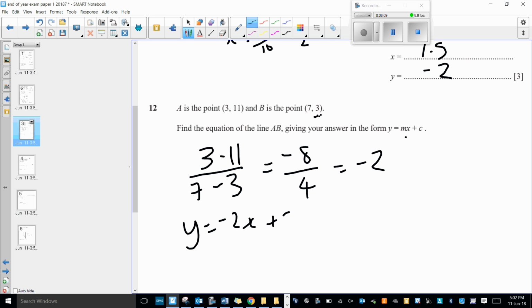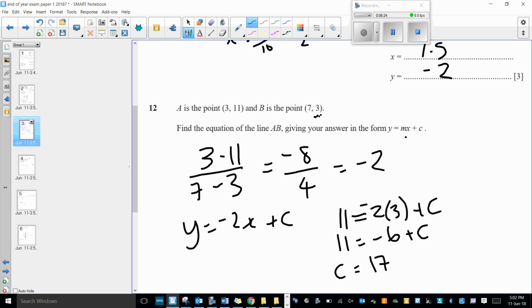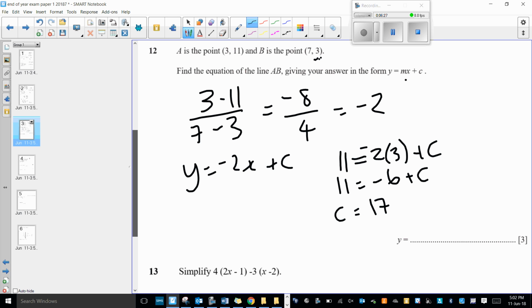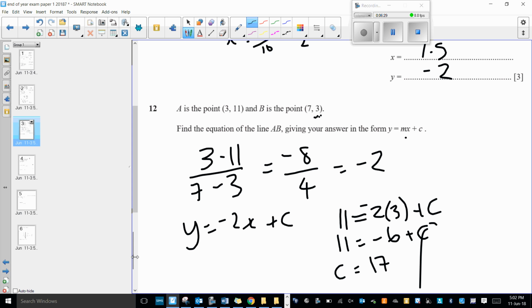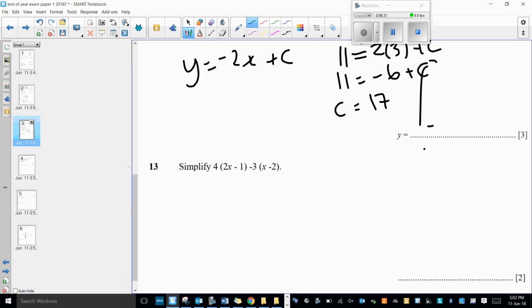Choose one of those coordinates to stick in. I'm going to use 3 and 11. So 11 equals negative 2 lots of 3 plus c. So that's y equals negative 2x plus 17.